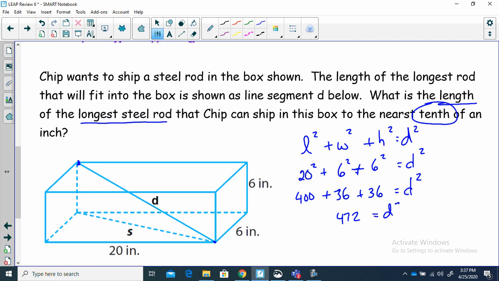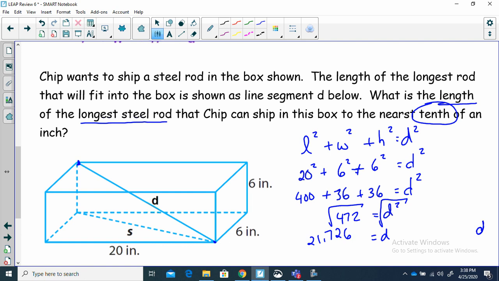And that's equal to D squared, but we're not looking for D squared. We're looking for D. To get to D, when you've got D squared, you would take the square root. What you do to one side of the equal sign, you do to both sides. So I need the square root of 472. In your calculator, if you have a TI-30X2S, you would put in second function, square root, 472 equals, and that would give you 21.726. But again, it says we want to the nearest tenth.